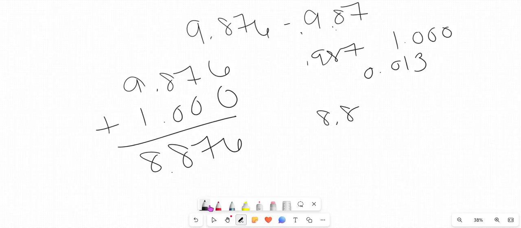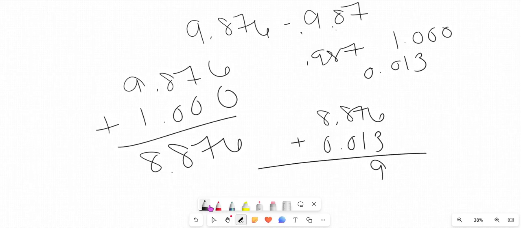So 8.876 plus 0.013. And that's going to give you 8.889.